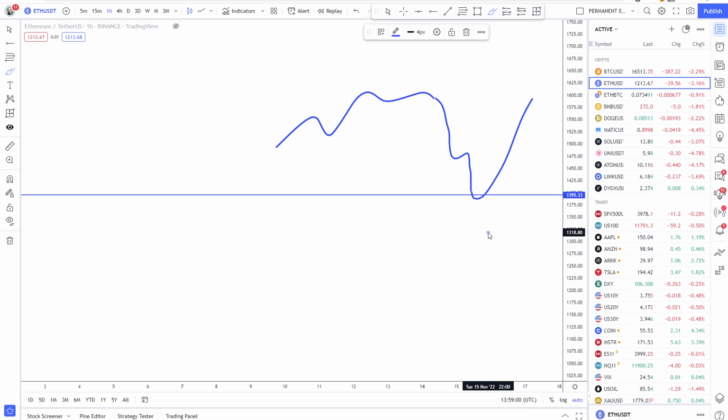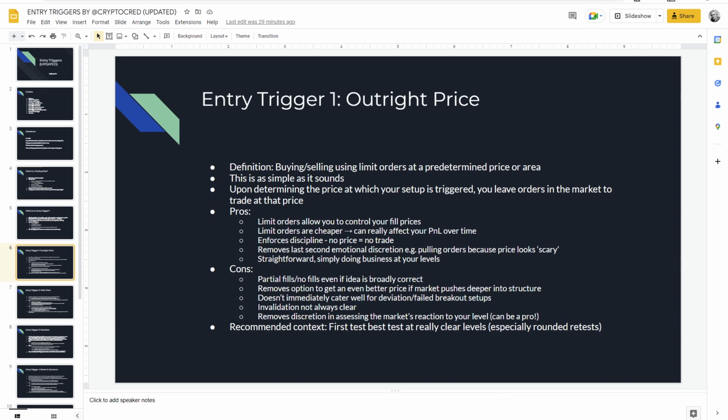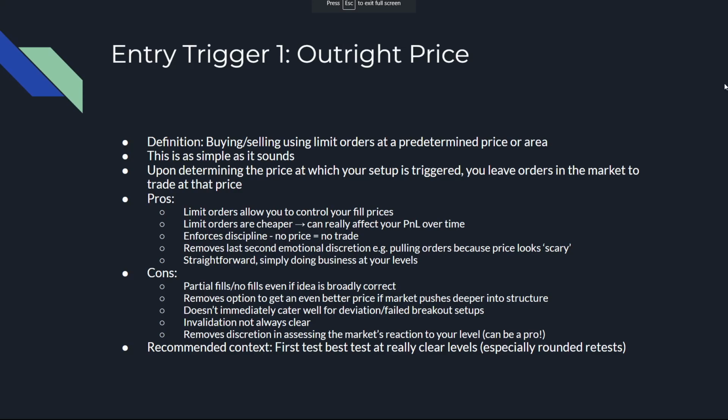Whereas if you just keep your limit order there, it removes that last second emotional discretion, or at least makes it easier to sit on your hands. You just leave the order there, and then you manage the trade once you get filled, instead of using this final leg of scary price action to completely bail on a plan on a purely or primarily emotional basis. So that's good. The kind of discipline that's built into those types of orders.